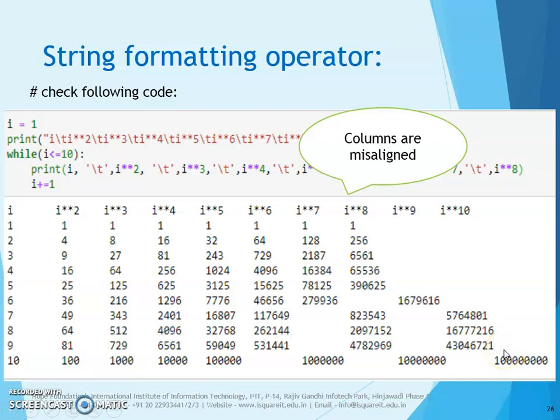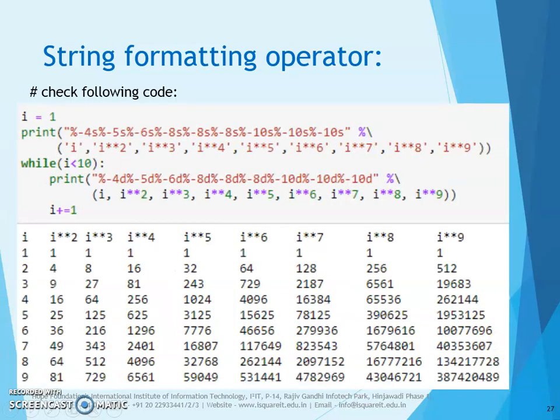So to avoid this, we can use it in this way. What is done over here? In the same code, we have displayed the data up to the value raised to 9. So here we are displaying values from 1 to 9, and we are displaying the data up to raised to 9.